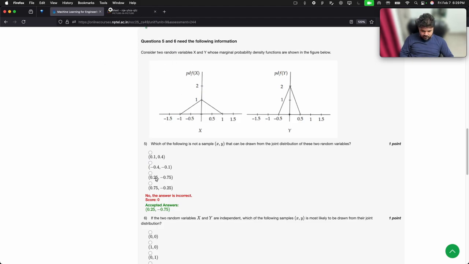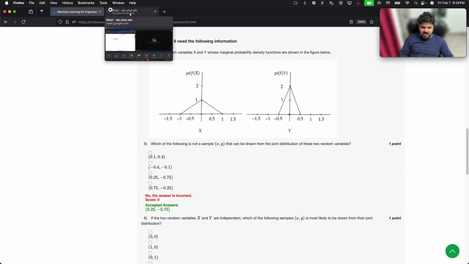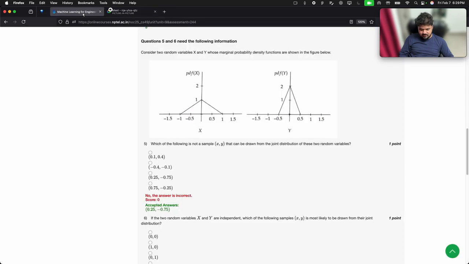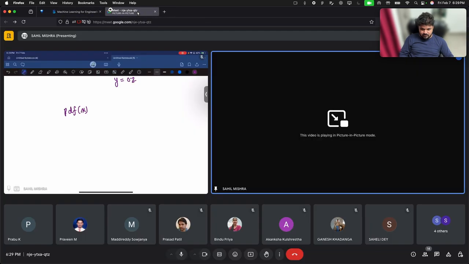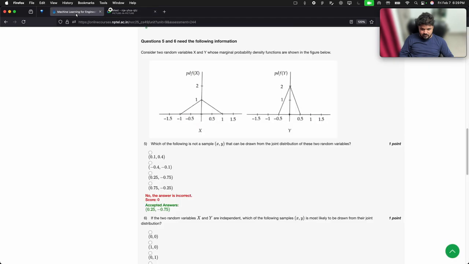Which is correct, 0.25 and -0.75. So where does 0.25 lie on X? Tell me one thing, what is the maximum height a PDF function can reach?